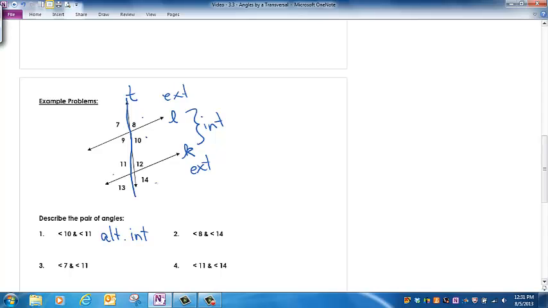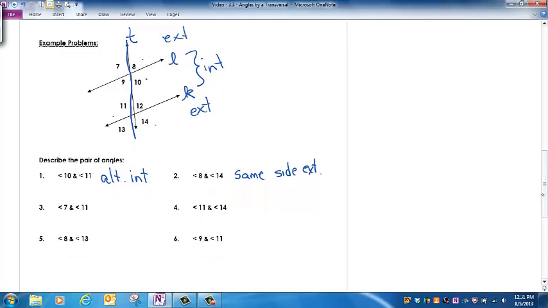For number 2, we have angle 8 and angle 14. First, we want to decide, are they inside or outside? Looks like they are exterior, and they are on the same side. Same side exterior it is. Couple more. 7 and 11. Now this one's a little tricky. They're not both inside or outside, which gives us a clue that this must be our other kind. So 7 and 11 looks like they're in the same position. Do you remember what we call same position? That's right, corresponding.